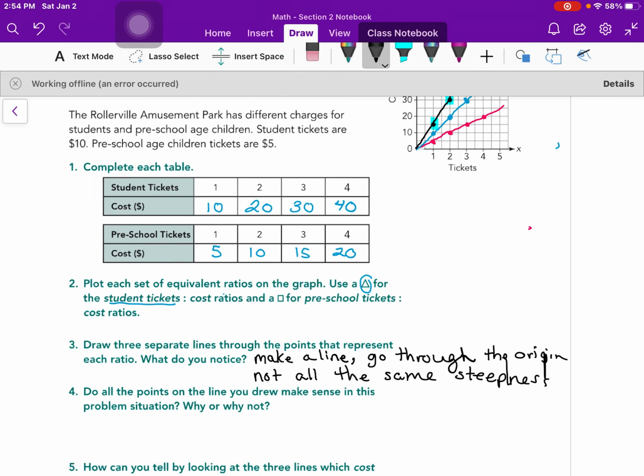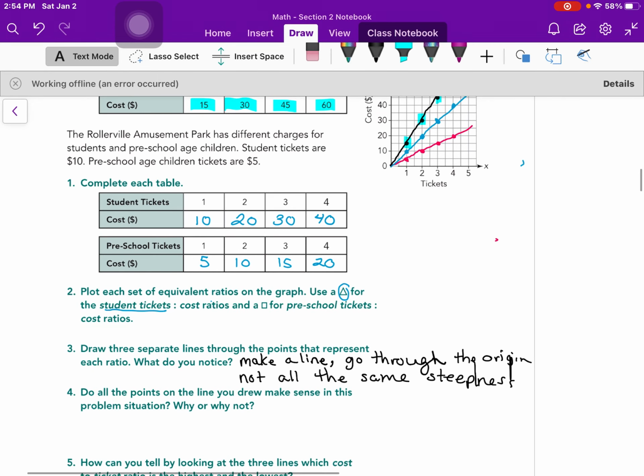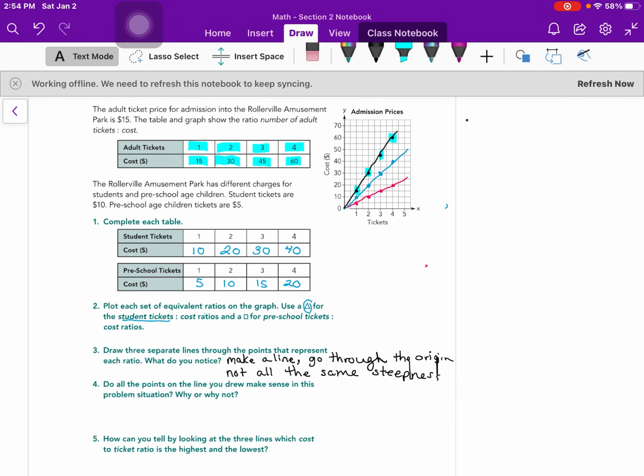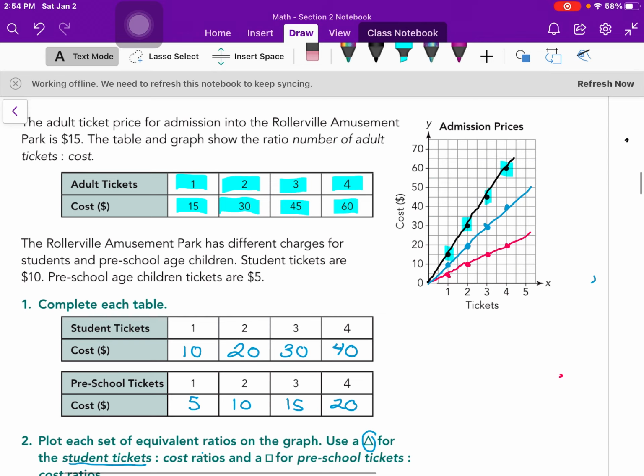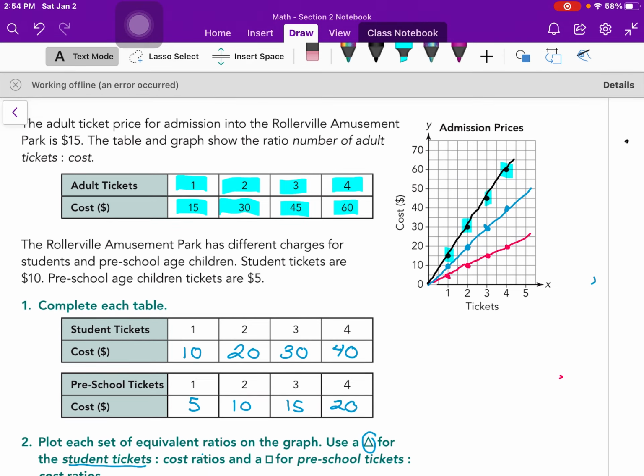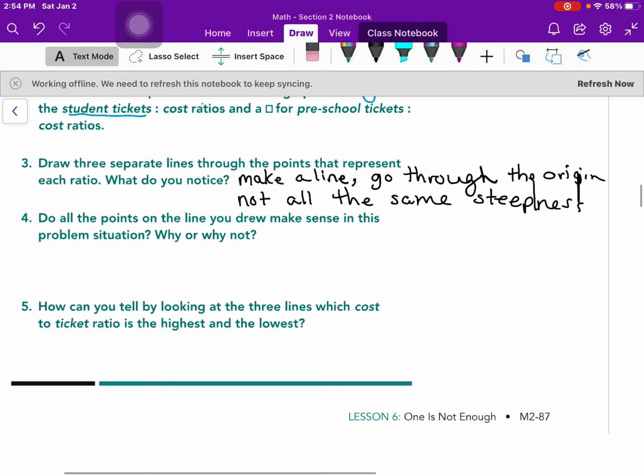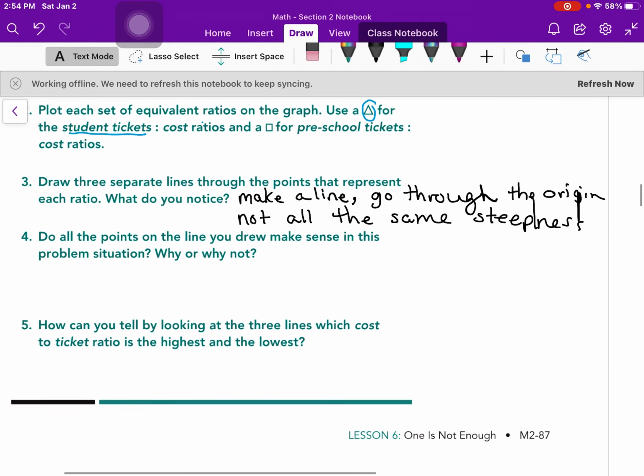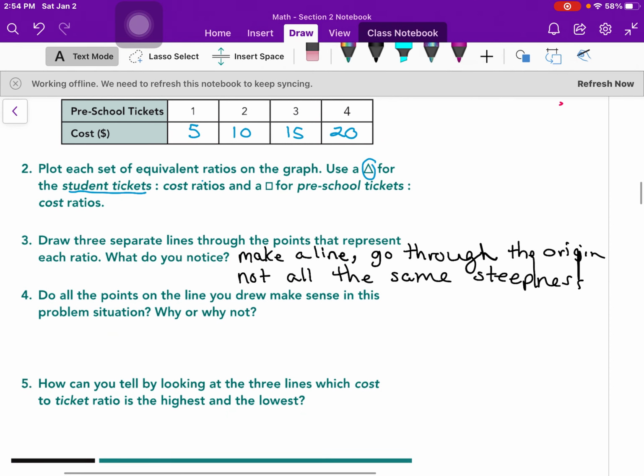Okay, next question. Do all the points on the lines that you drew make sense in this problem or situation? Why or why not? Would they all make sense? Well, let's look. Can I have 1.5 tickets or 2.5 tickets? I can't have a fraction of a ticket. I don't think that gets me anything. I have to have a whole ticket no matter what the age is. So yeah, not every single one is going to make sense.